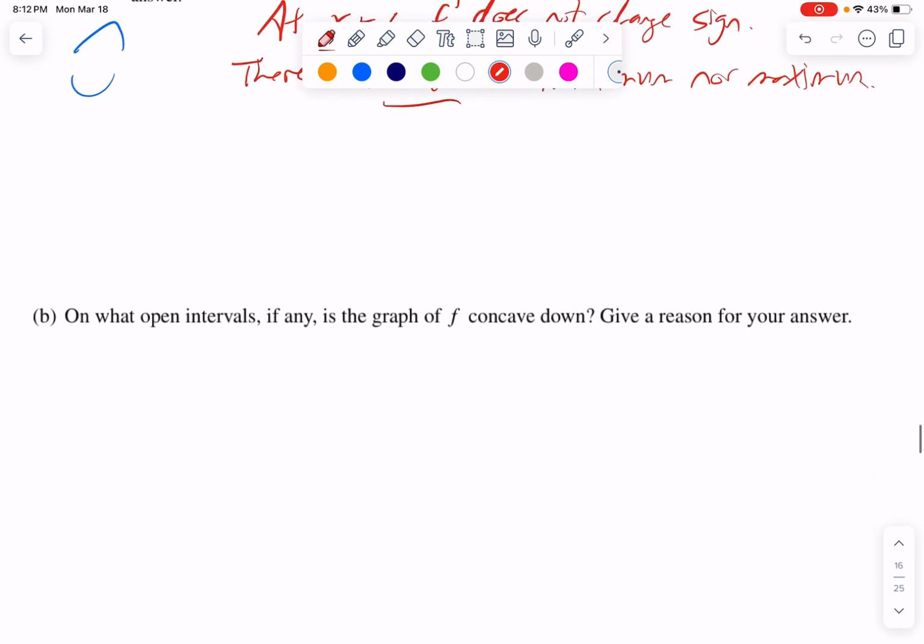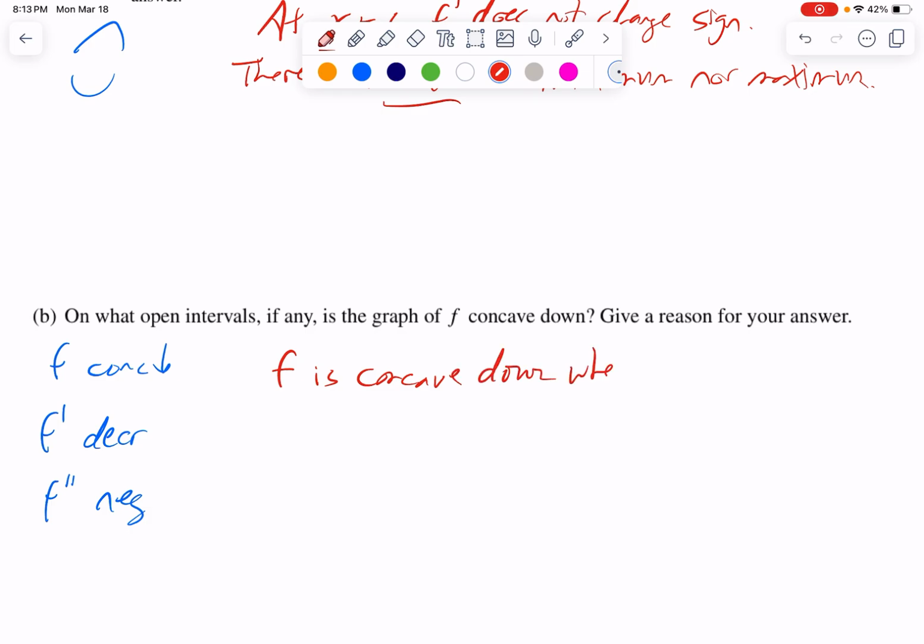Okay, on what open intervals, if any, is the graph of f concave down? So this is where we want to use a relationship. F concave down is the same as saying f double prime is negative, is the same as saying f prime is decreasing. If you're not clear on this, you can do it on the side, but don't really make it part of your presented solution. So we can say f is concave down where f prime is decreasing.